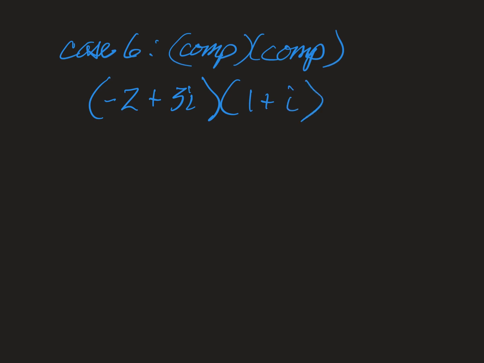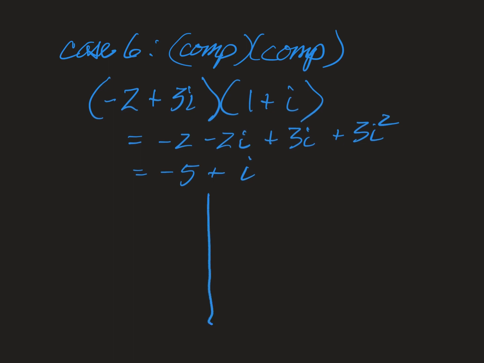We can go ahead and multiply this out, and then we'll look at it geometrically. So we get negative 2 minus 2i plus 3i plus 3i squared. The i squared is negative 1, so that's a minus 3. So we end up with negative 2 minus 3 is negative 5, and negative 2i plus 3i is plus i. So now let's look geometrically at what happened.